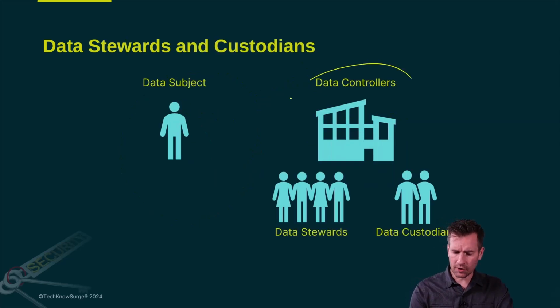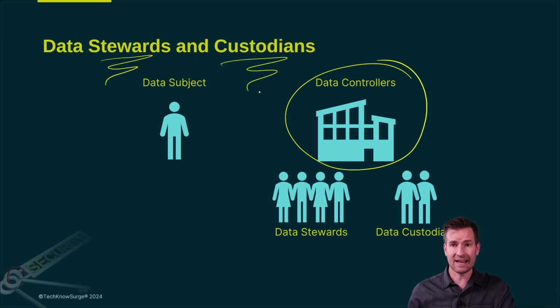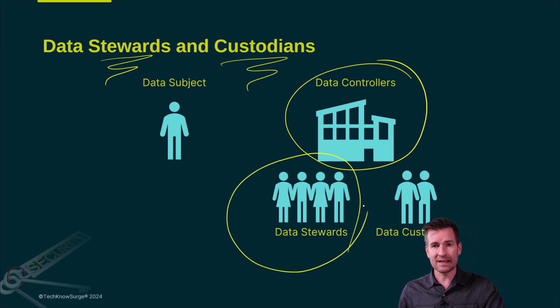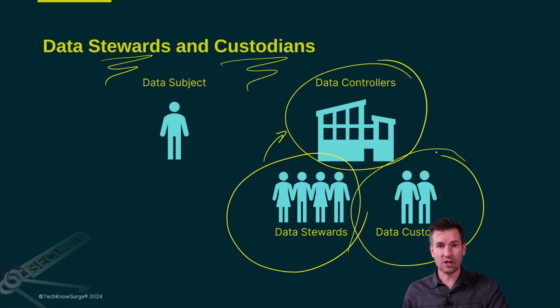The data controller could be assigning who the data stewards and who the data custodians are, and this could be two different groups. The data stewards are the ones who make sure that the quality of the data, and how the data is being used, is accurate. Their main concern is with the quality of that data. The data custodians are more concerned with things like security and making sure that the data is kept in a secure manner.